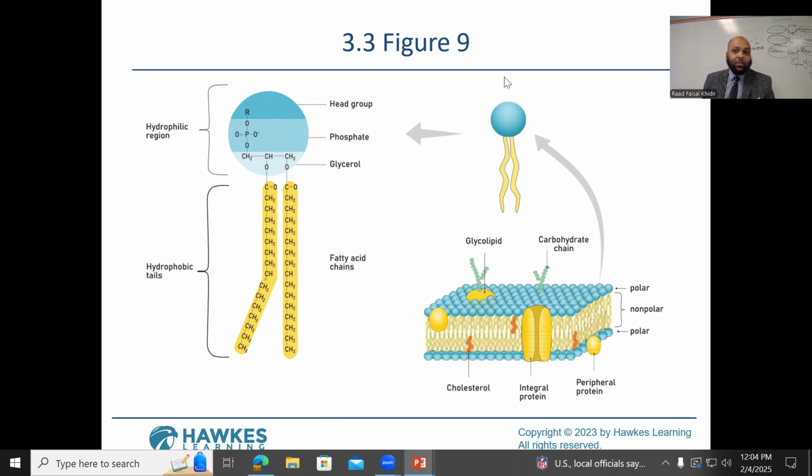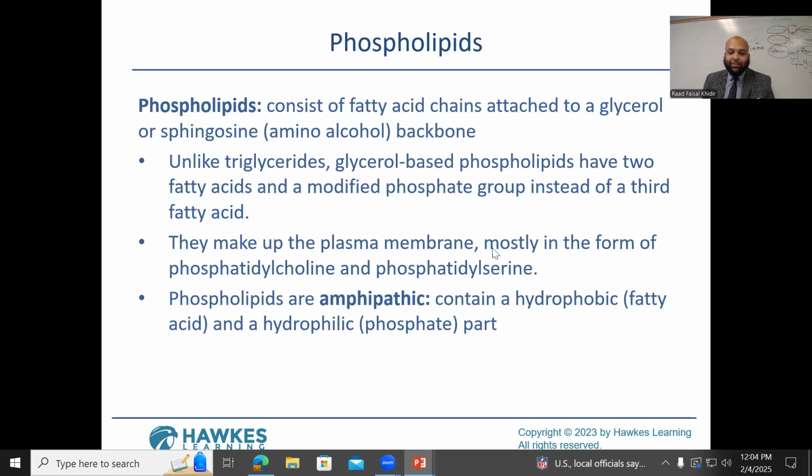Do you get it? So this is my glycerol that has a phosphate head and two tails that are hydrophobic. And you have a double layer of that. So that makes an amphipathic bilayer. There's a double layer. They make up the plasma membrane in the form of phosphatidylcholine, and phospholipids are amphipathic. They contain a hydrophobic tail and a hydrophilic head. Amphipathic means that they are a hybrid, two in one, polar and nonpolar at the same time.